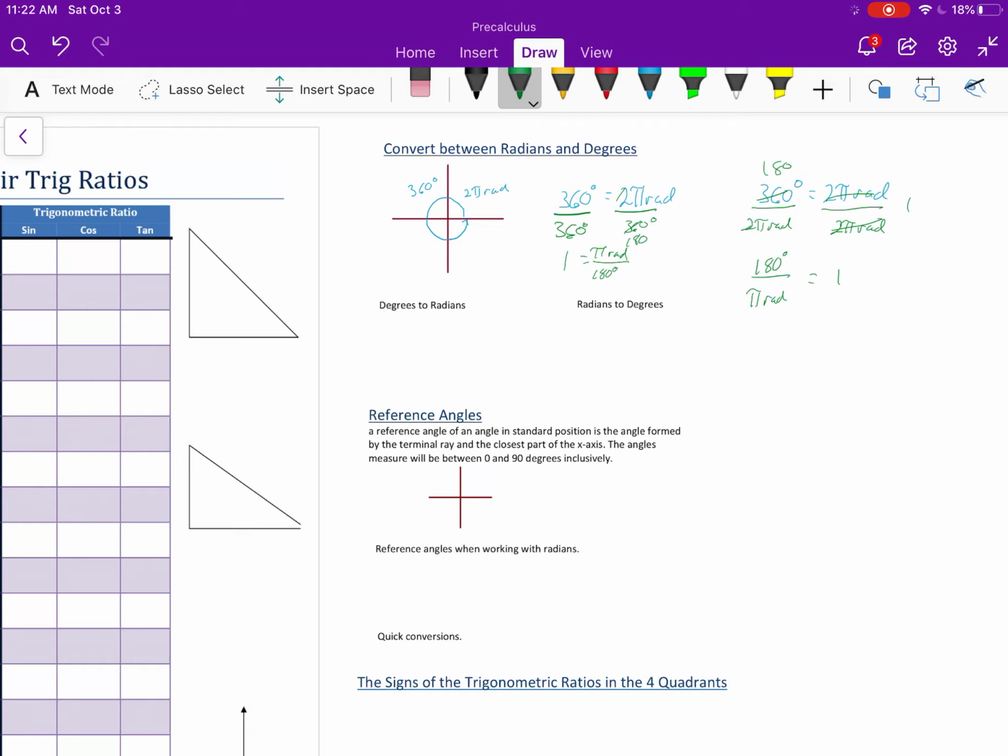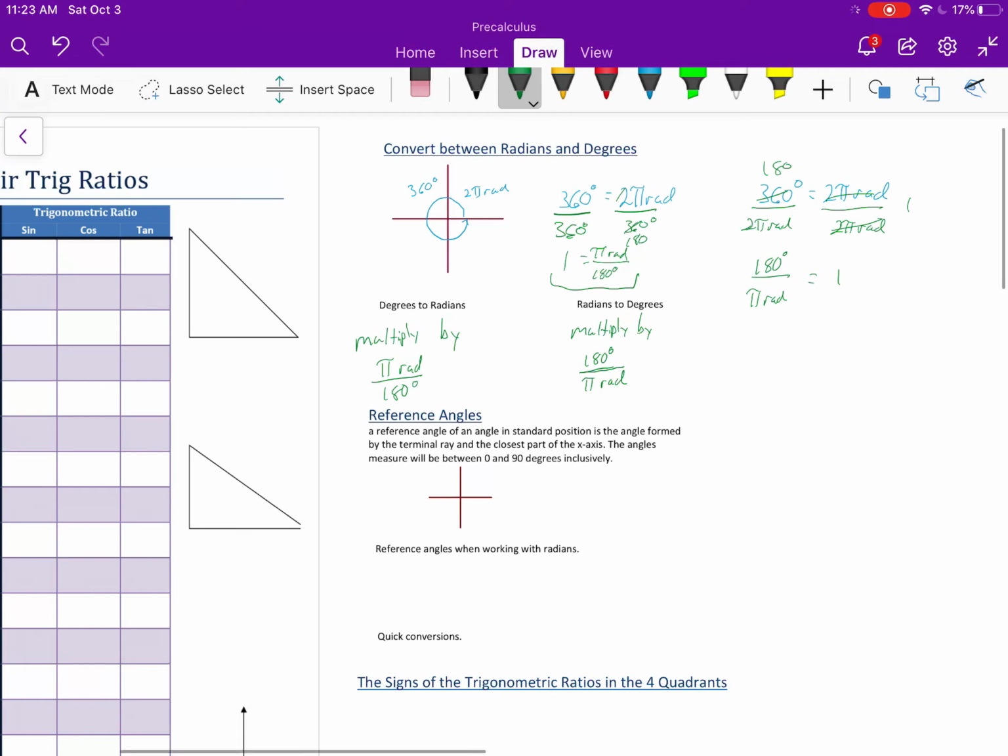And so to convert from degrees to radians, we would want to cancel degrees, so our degrees would be on the bottom. We would want to multiply by this form of 1, pi radians over 180 degrees. And to convert from radians to degrees, we would want to cancel the radians, so we would multiply by 180 degrees over pi radians.